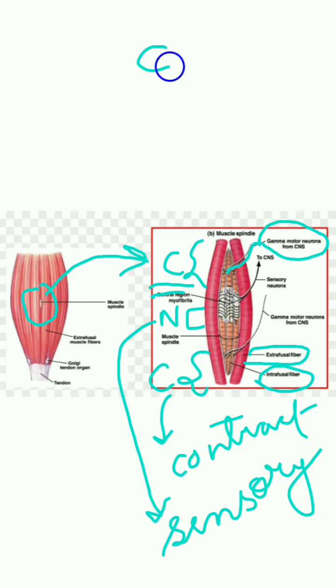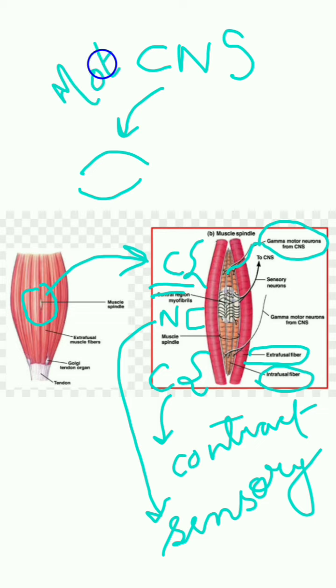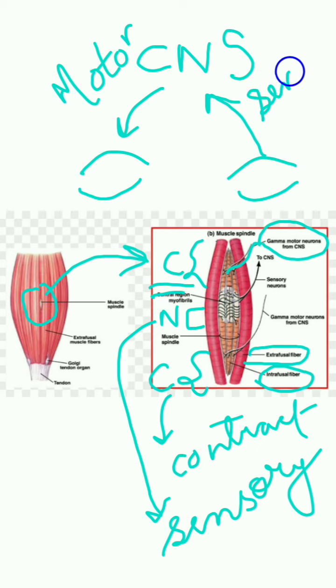It is a general fact that the nerves going from the CNS to the muscle are motor neurons. That is, they will send impulses to the fibers to contract, and the ones that are going to the CNS from the muscle are sensory, that is, they will give information to the CNS.